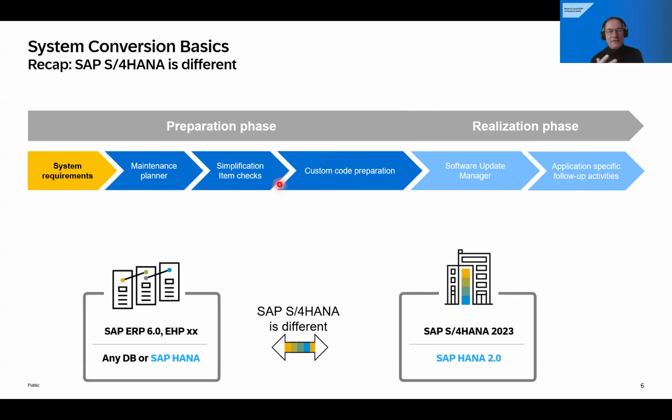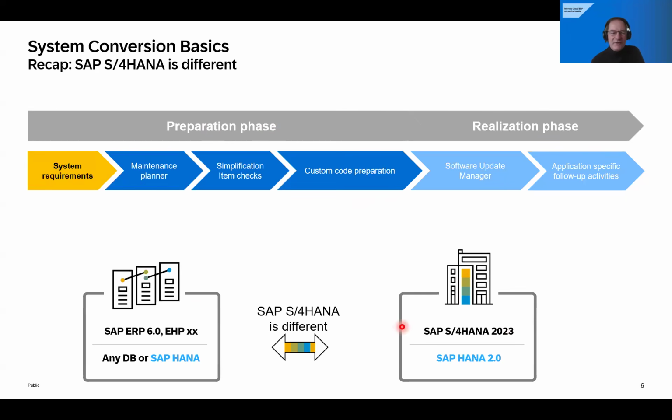You know the picture here. It's also part of the conversion guide. We have a preparation phase with the tools we need and the realization phase, mainly the Software Update Manager and other things. And the source system is SAP ERP 6.0 on any database, and target is SAP S/4HANA. For example, 2023, we have feature package 2 available now.